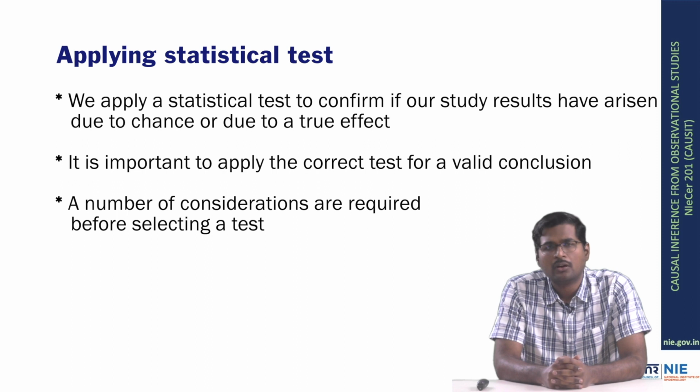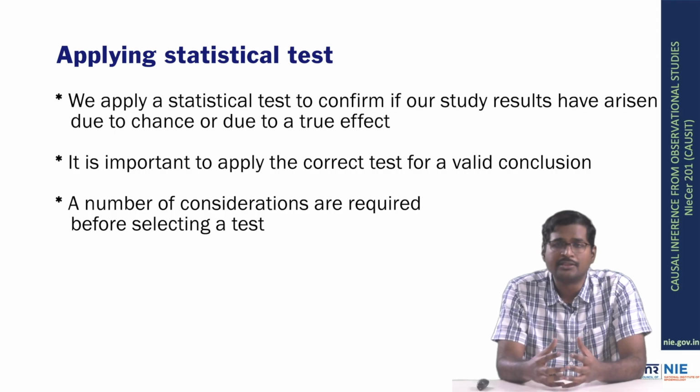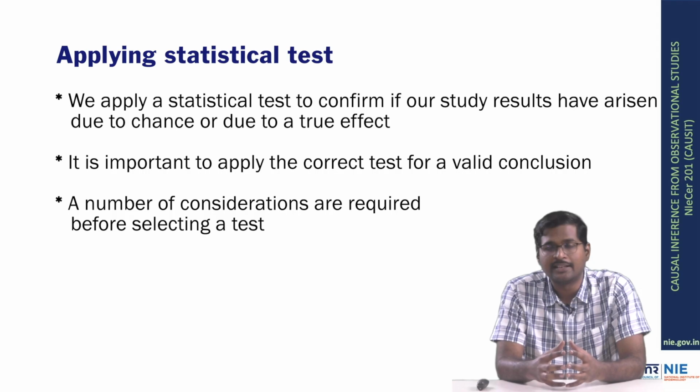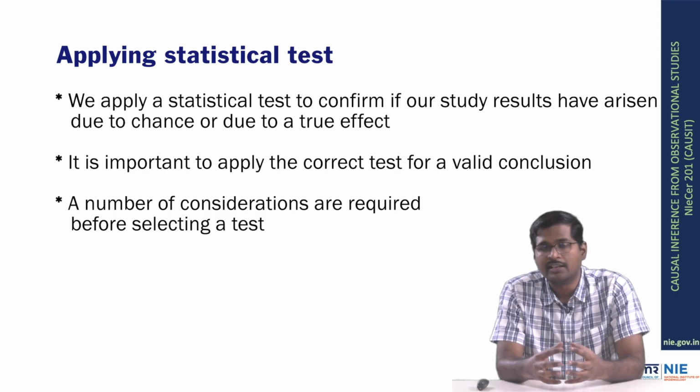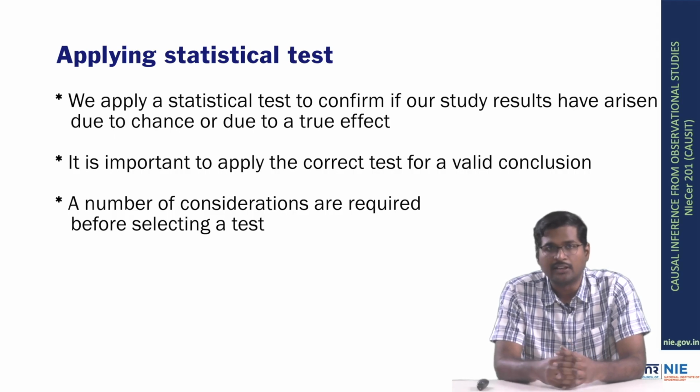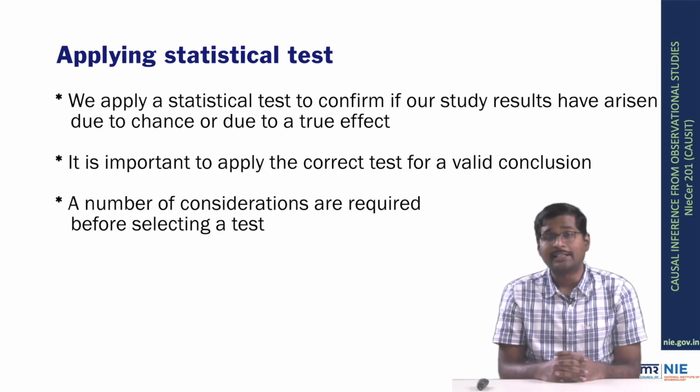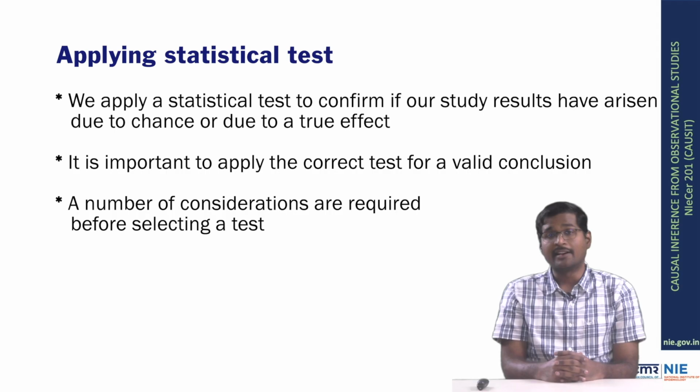In practice, we apply statistical tests to confirm if our study results have arisen due to chance or due to a true effect. So, if the statistical test says that it is not likely due to chance, then we say that it is probably in fact a true effect. It is important to apply the correct statistical test to arrive at a valid conclusion.